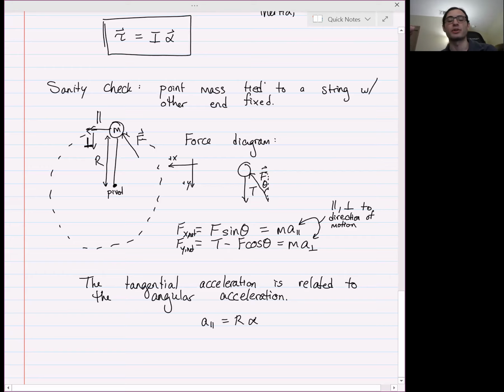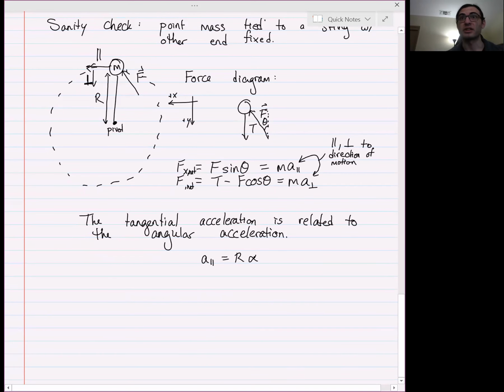Now, the reason why we're doing this, by the way, is to check to make sure that this formula makes sense. So far, we haven't actually done anything. All of this business is just old stuff that we've talked about before. Now we're going to try to relate it to the angular quantities to see if we can actually get the same result by using this torque tau equals I alpha formula.